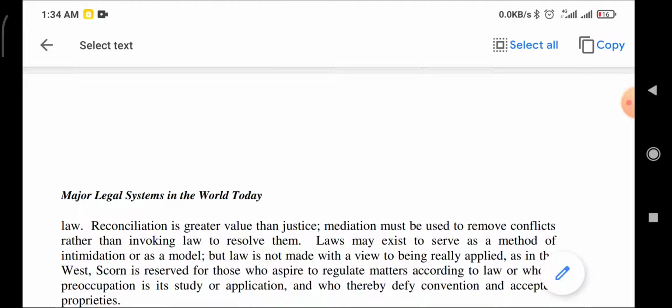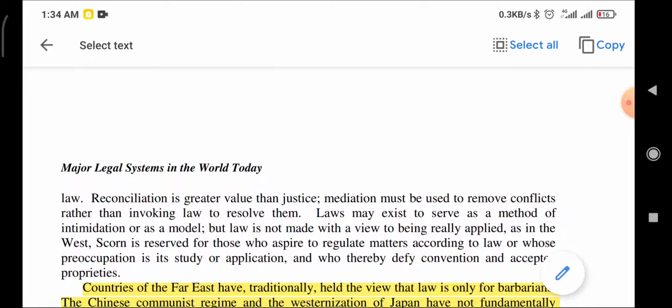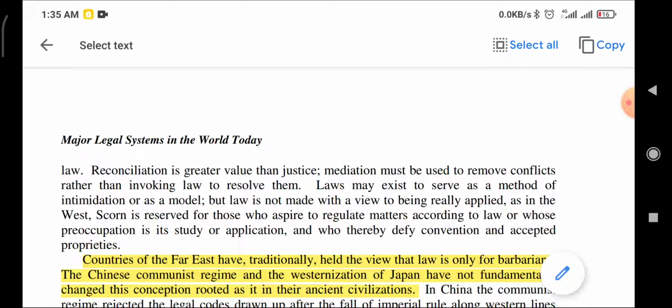Laws may exist to serve as a method of intimidation or as a model, but law is not made with a view to being really applied as in the West. Scorn is reserved for those who aspire to regulate matters according to law, or whose preoccupation is its study or application, and who thereby defy convention and accepted proprieties.